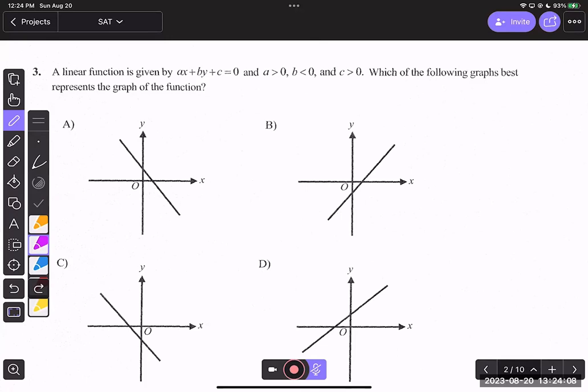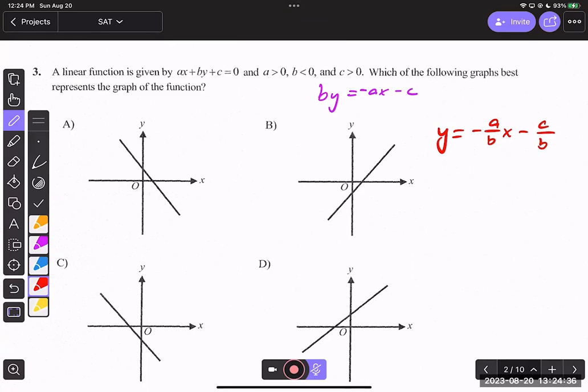Okay, so what you suggested was to subtract both sides by AX and C. So that becomes BY equals a negative AX minus C, right? And then divide both sides by B at that point. So you get Y equals negative A over B X minus C over B. Does that look good? Yeah.